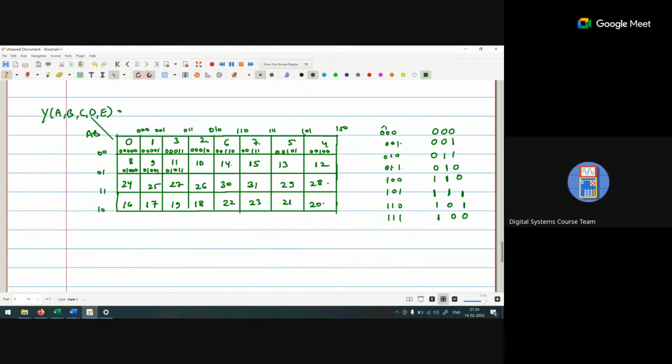Now you can create a group, just solve this one. So this is one way. Okay, this is one way, for example, sigma m 0, 1, 5, 6, 8, 11, 15, 16, 21, 24, 27, 28, 29, 30. These terms are available.